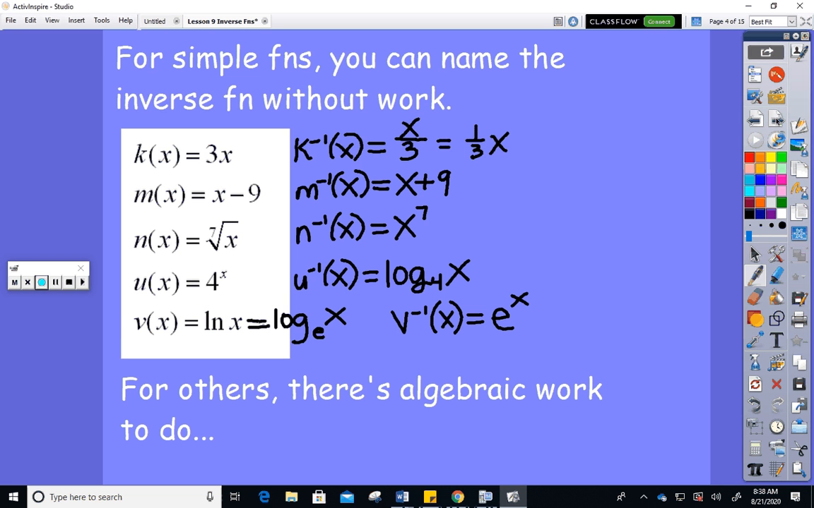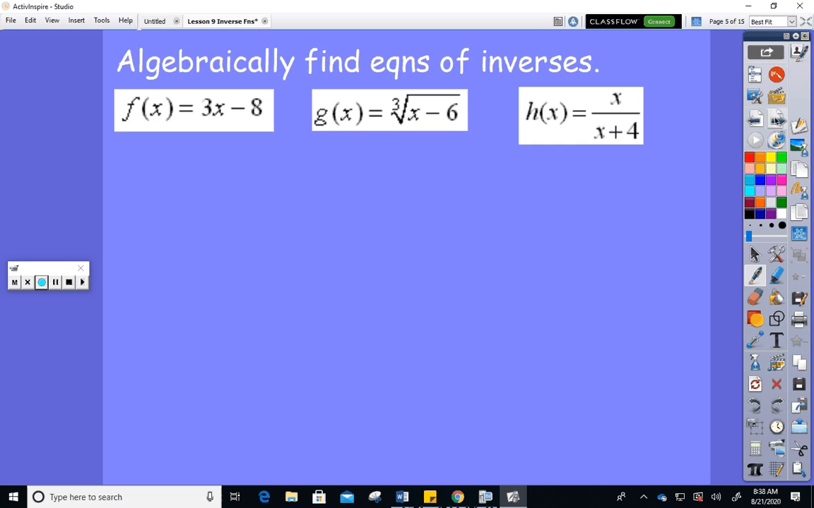But now the question is, how do you find the equations of inverse functions if it's not just a single operation kind of function? Well, there's a real easy process, and I bet the minute we do this, you're going to go, oh, I do remember this from Algebra 2. Well, here's the nitty-gritty.